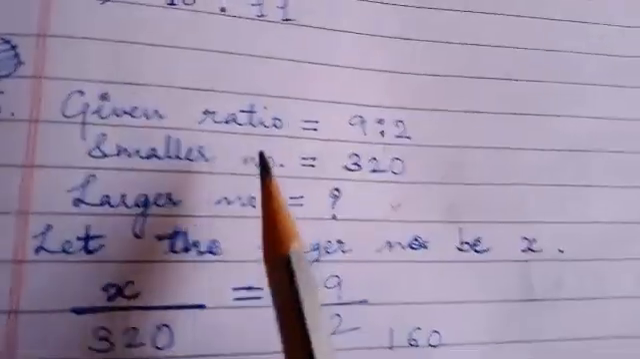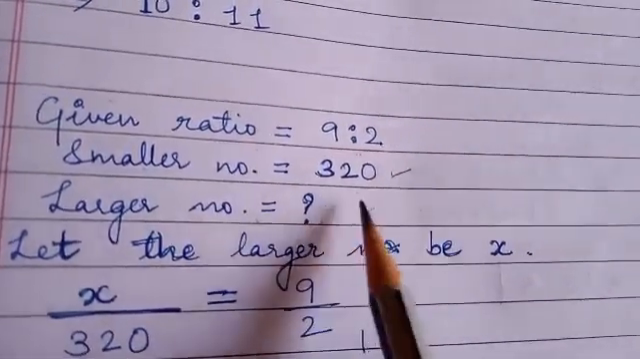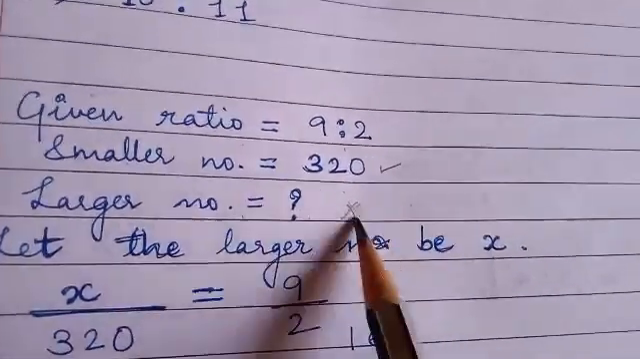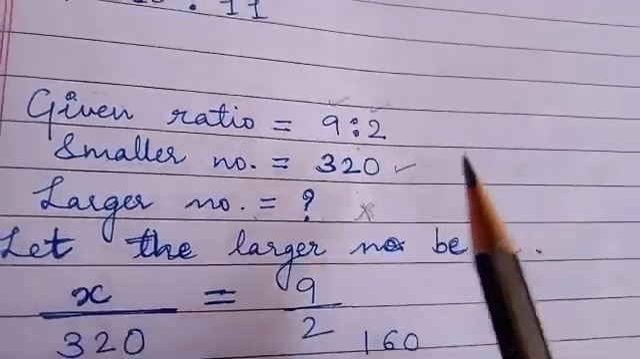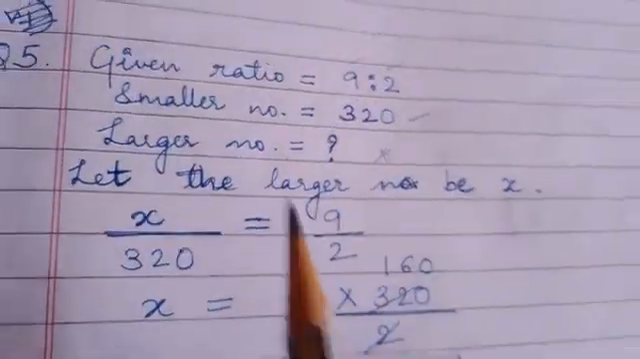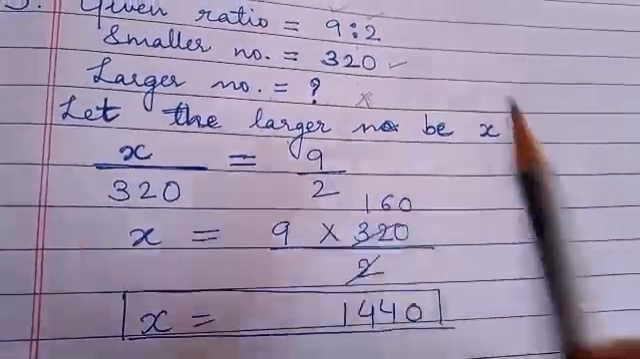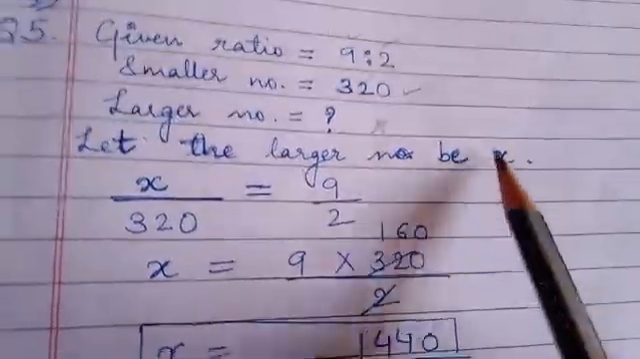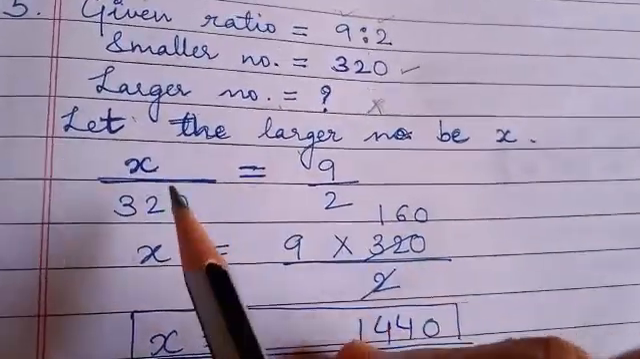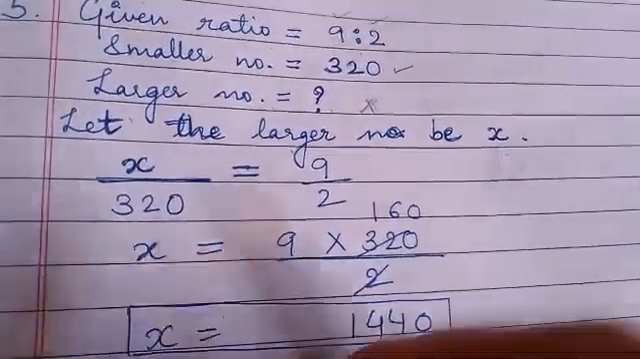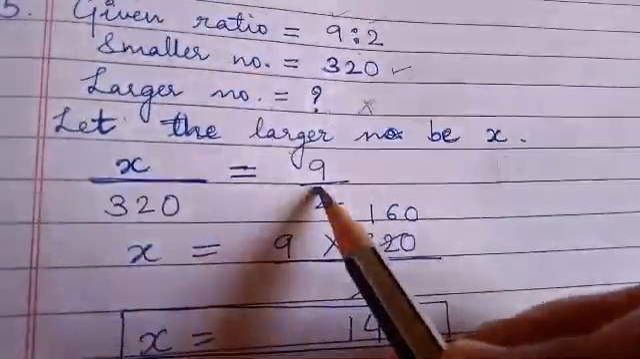Because two numbers are there. One is this number, the other we don't know, that we have to find, which are in ratio 9 is to 2. Alright, understand the question first. So, let the larger number be x. You know in maths, we are assuming. Let the larger number be x. So, ratio also we write: x upon 320 is equal to 9 upon 2.